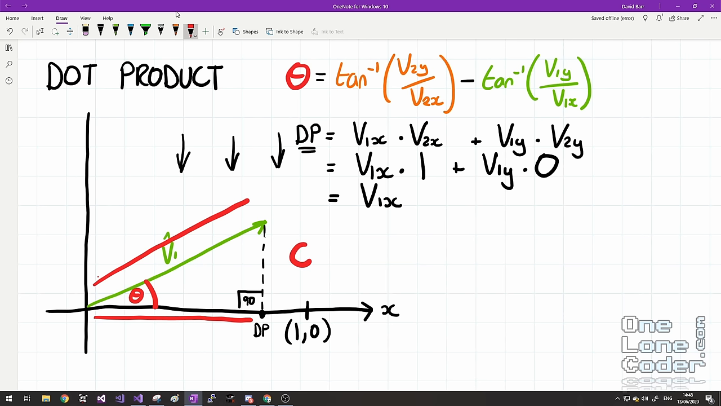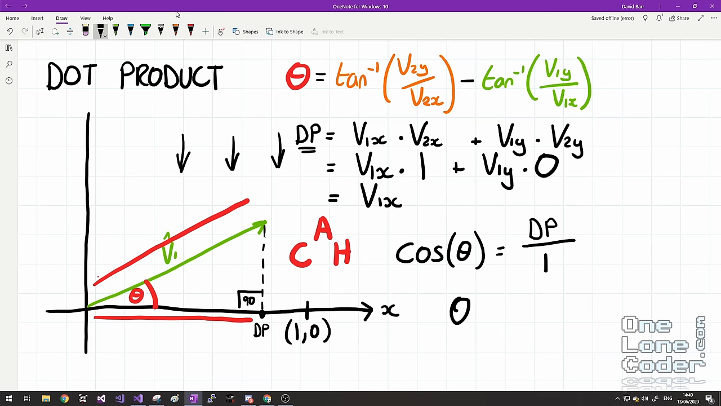So if we go back to the CAH part of SOH CAH TOA, we can see that cos theta is equal to our dot product result divided by our hypotenuse. But our hypotenuse was a unit vector, so we know its length, it's 1. Therefore, our theta is simply the inverse cosine of our dot product. We got this optimization because we moved to unit vectors. If we didn't move to unit vectors, we could still get the correct result, but we would have to use the proper length of the hypotenuse. So we would have to use Pythagoras' theorem to get that value. But this is one of the reasons I wanted to emphasize the importance of unit vectors. They can save us a lot of computation.